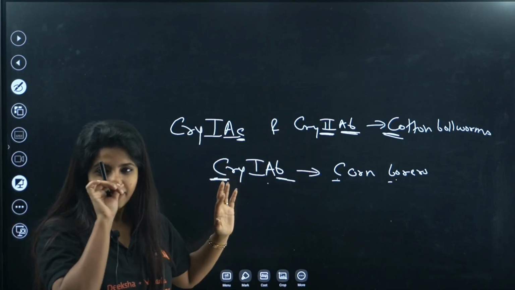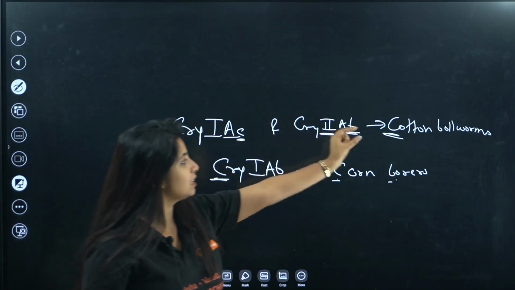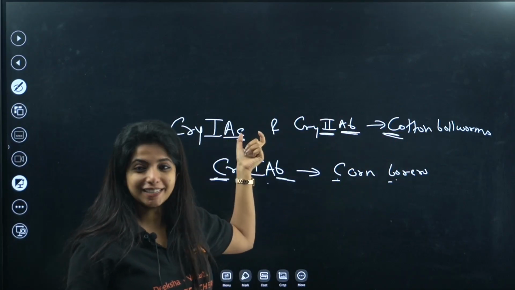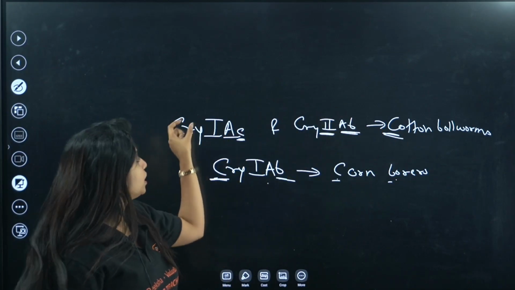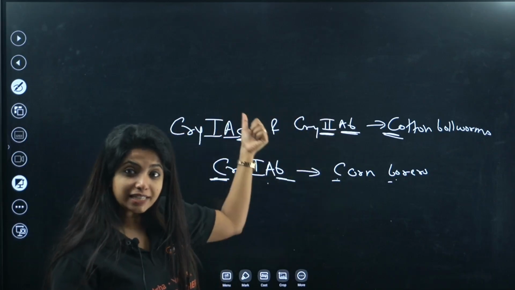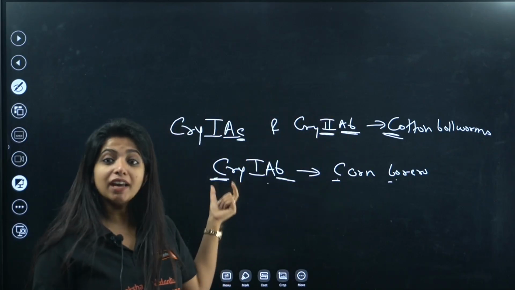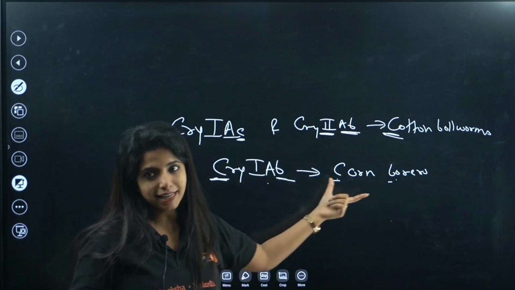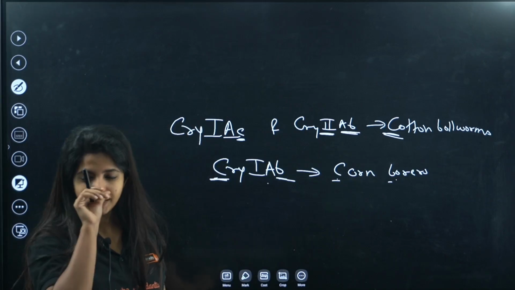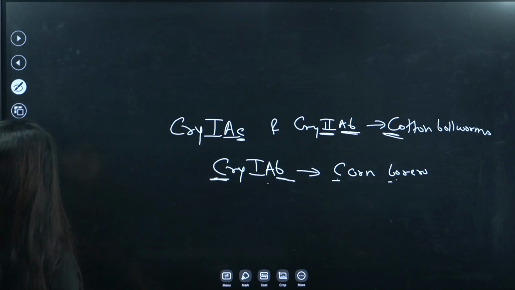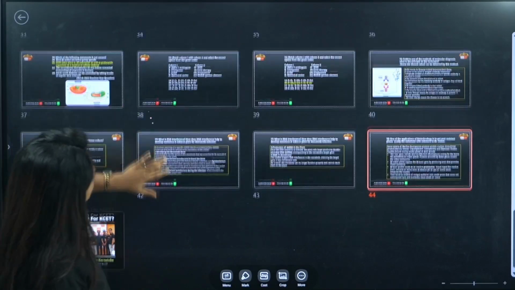Here it is short. Once more I'm telling you, the first letter is C, cotton. The second letter is B, bollworms. So you can remember like that for 1Ac and 2Ab. Sometimes we make it 2Ac and 1Ab. So that's why I'm telling you again and again. First letter, second letter. Now cry1Ab, corn borers. Just one is enough for that. So you can remember like that. I hope it helps. Now we will come back to what we were discussing here.